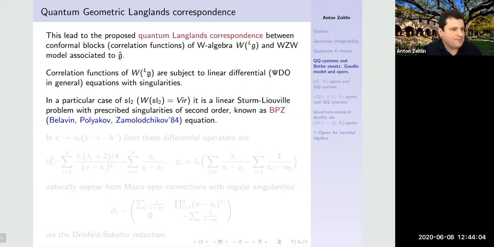So what it states is that there is a quantum Langlands correspondence between conformal blocks for W algebra corresponding to the Langlands dual algebra and the Wess-Zumino-Witten model, so conformal blocks for the affine algebra.